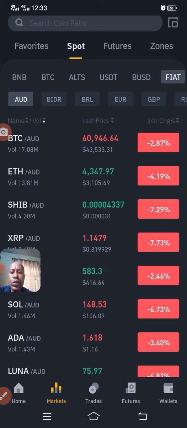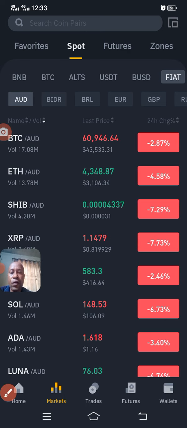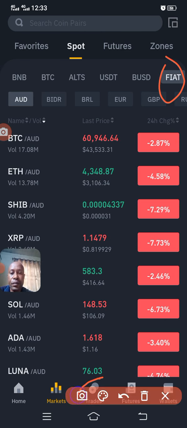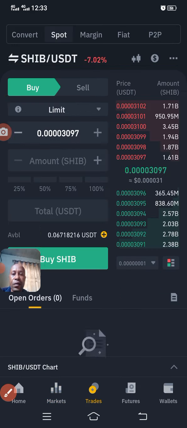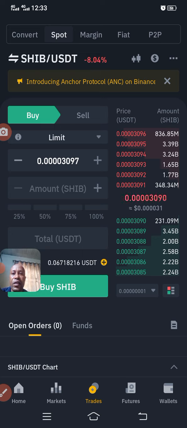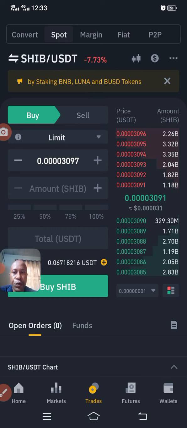Now, the next one under the home page is what you see here, the trade. Yes, when I click on trade, this is exactly what you are going to see. You are going to see this page, and under here we call it the order book.